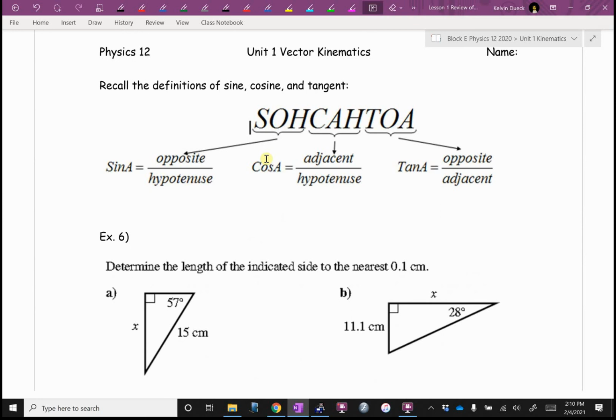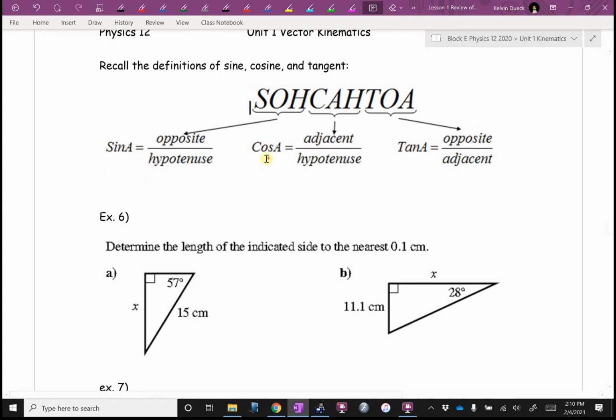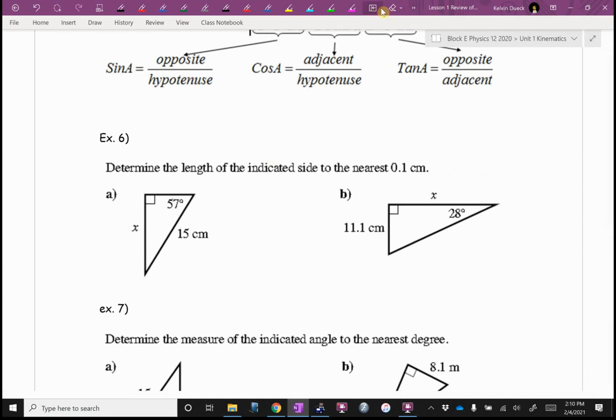We learned this acronym called Sohcahtoa. And we memorized that it stands for sine is opposite over hypotenuse. Cosine is adjacent over hypotenuse. Tangent is opposite over adjacent. If we combine that all together, we can now solve right-angled triangles. So let's look at example 6a.